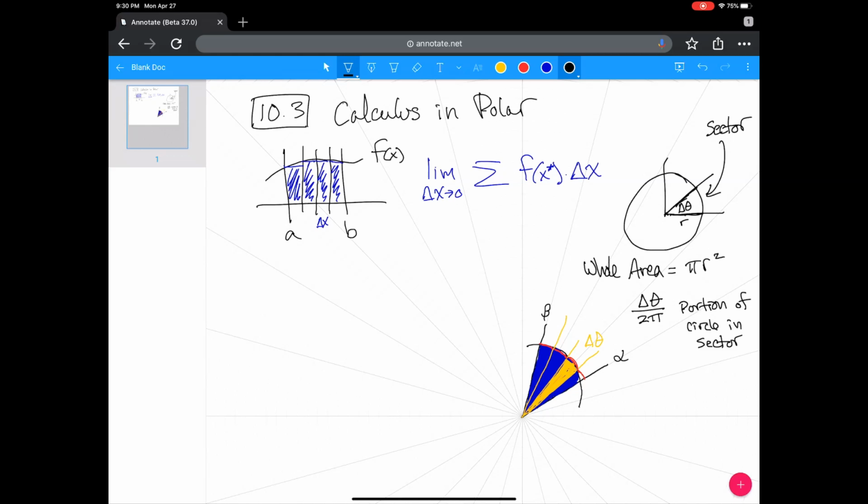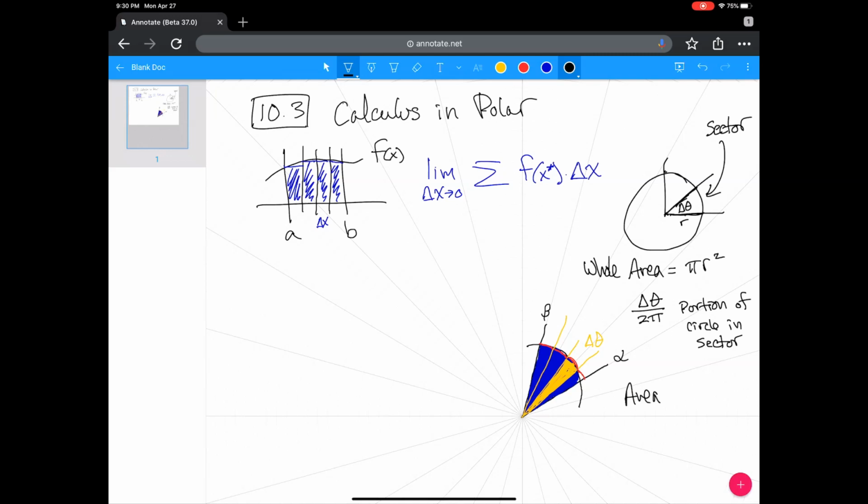For example, if I have pi over 2, that would be right there. Pi over 2 divided by 2 pi is 1/4, because pi over 2 from here to here is 1/4 of the whole circle. So this fraction, however much angle is in the sector divided by the entire angle of the whole circle, 2 pi, creates the portion of the circle that's in the sector. And so I multiply that fractional amount times the whole area to get the area of the sector.